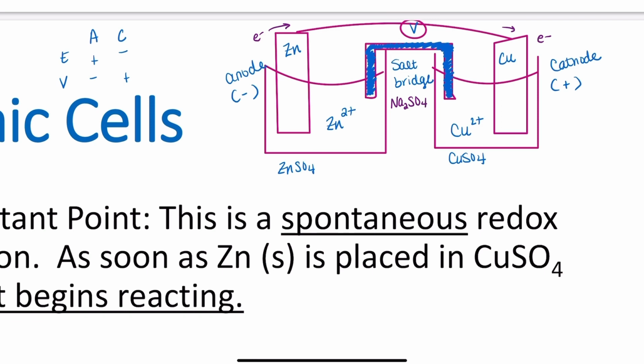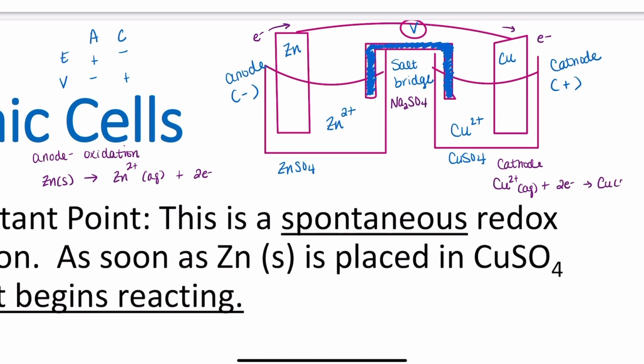So on my anode side, again, anode is oxidation. I've got zinc being oxidized. So zinc solid is being oxidized to zinc 2 plus and 2 electrons. At my cathode, I've got copper 2 plus ions gaining those 2 electrons and being reduced to copper solid.